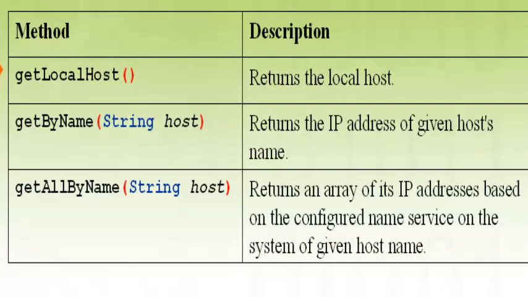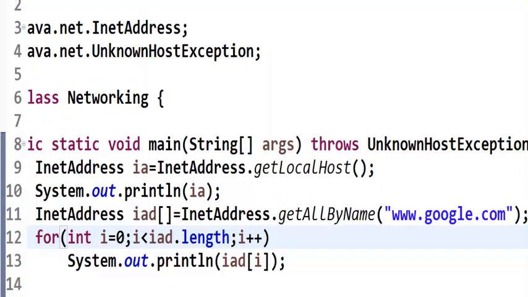So these are the factory methods of the InetAddress. Like getLocalHost, it will return the localhost. getByName returns the IP address of the given host's name. You put the host's name here, it will give you the IP address of that. getAllByName, string host, returns an array of IP addresses based on the configured name servers on the system for the given host. Important thing is, if they are unable to return the host name, they throw an UnknownHostException. So let's try our hands on it.